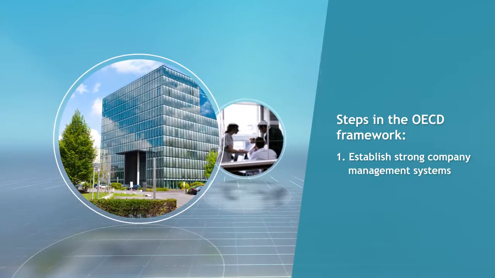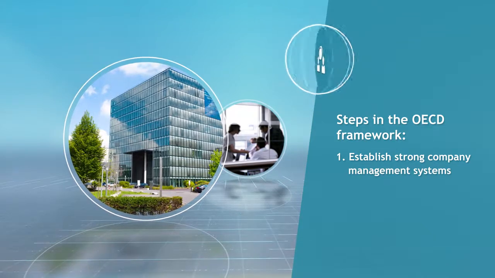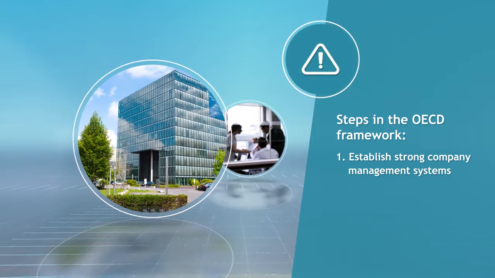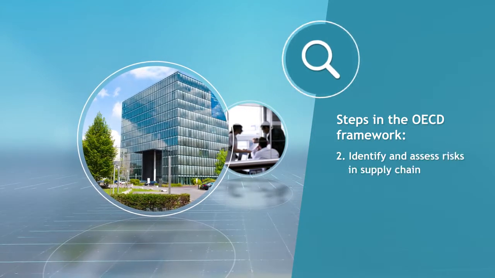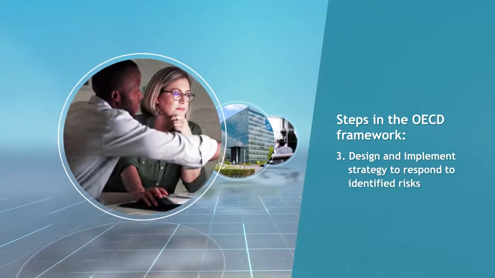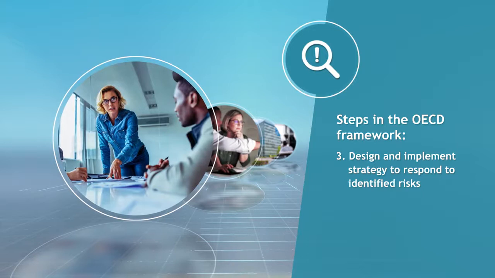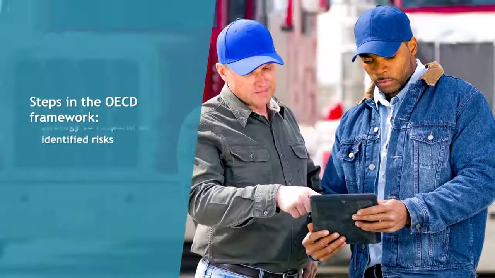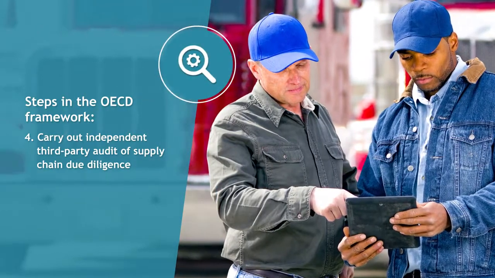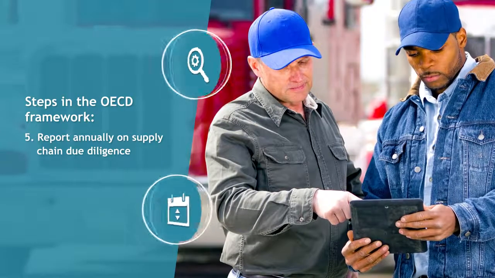First, establish strong company management systems. For example, adopt and clearly communicate to suppliers and the public what the company policy is for sourcing minerals from conflict-affected and high-risk areas. Next, you should identify and assess risks in the supply chain. You then must design and implement a strategy to respond to identified risks. For example, report findings of supply chain risk assessments to the company's designated senior management. Then, carry out an independent third-party audit of the supply chain due diligence at identified points in the supply chain. Finally, you should report annually on supply chain due diligence.